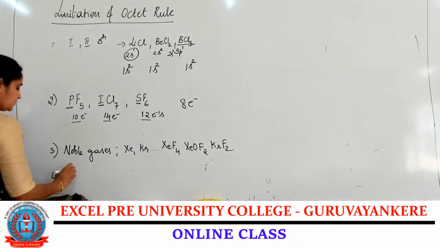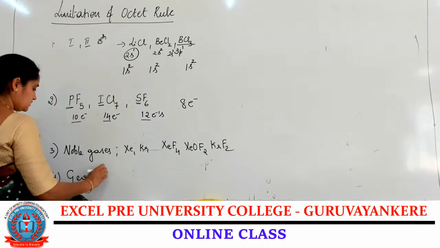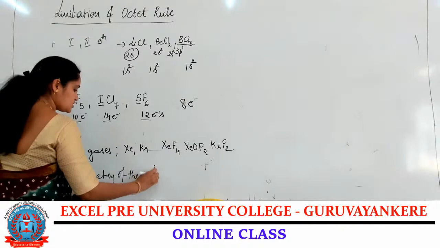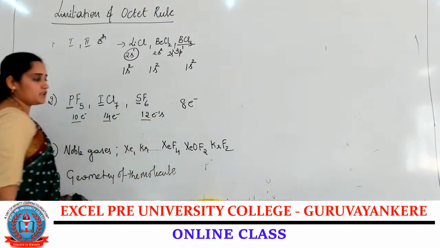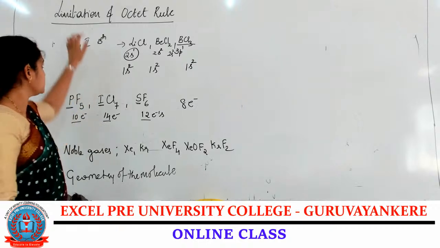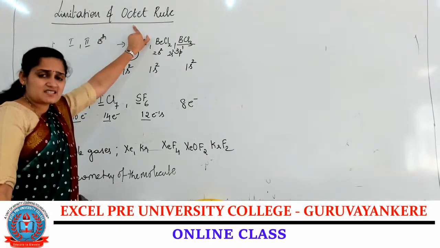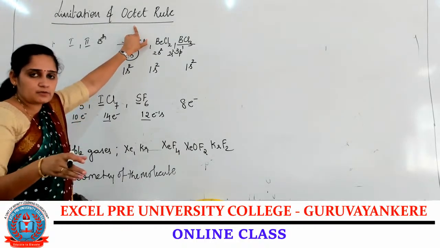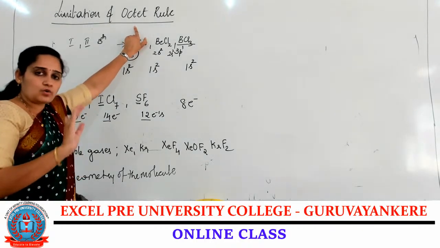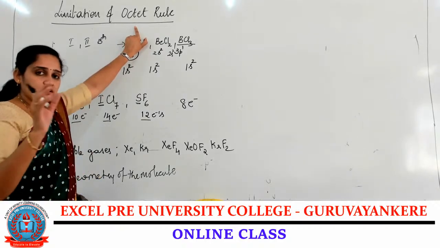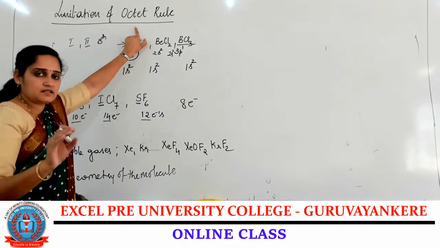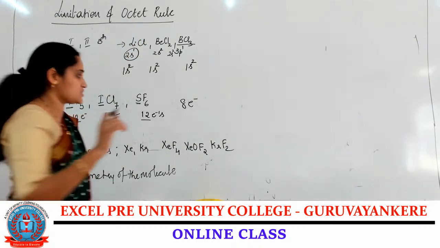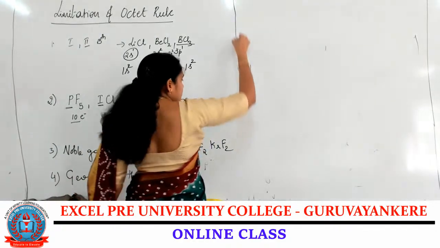Even the shape of the molecule or the geometry of the molecule was not explained in the octet rule. They only said that the total number of electrons around an atom during the formation of the molecule should be 8. Other than that, how overlapping will take place, how the shape of the molecules will be different, nothing was explained in the octet rule. So these are the limitations of the octet rule.